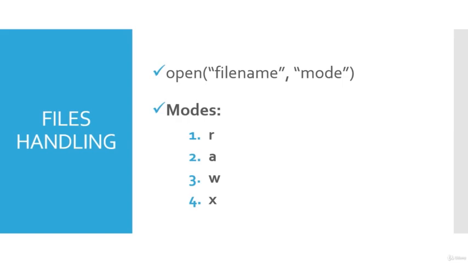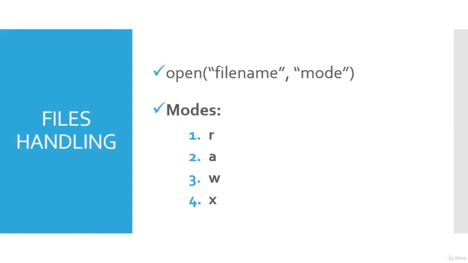The second one is A. A refers to append. It opens a file for appending, and also it creates the file if it doesn't exist. The third one is W, refers to write. It opens a file for writing and it creates the file if it doesn't exist also. And the last one is called X. It refers to create. It creates the specified file and it returns error if the file exists.